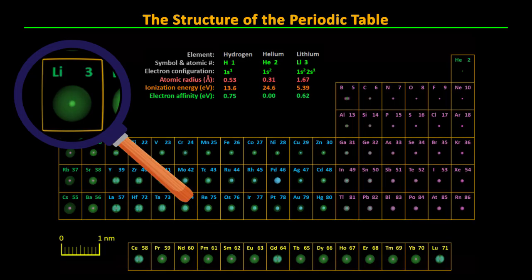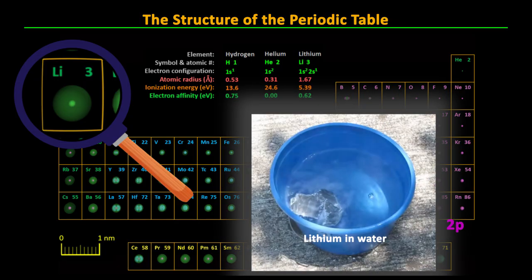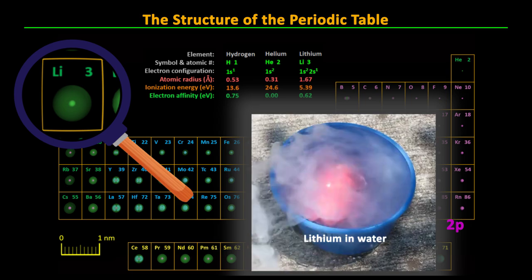With this second energy level beginning to populate, we start a new row of the table, and the atomic radius takes a big jump up to 1.67 angstroms, more than 3 times the size of hydrogen. The ionization energy is also correspondingly lower at 5.39 eV, making lithium very chemically reactive, as anyone who has seen lithium dropped into a beaker of water can testify.